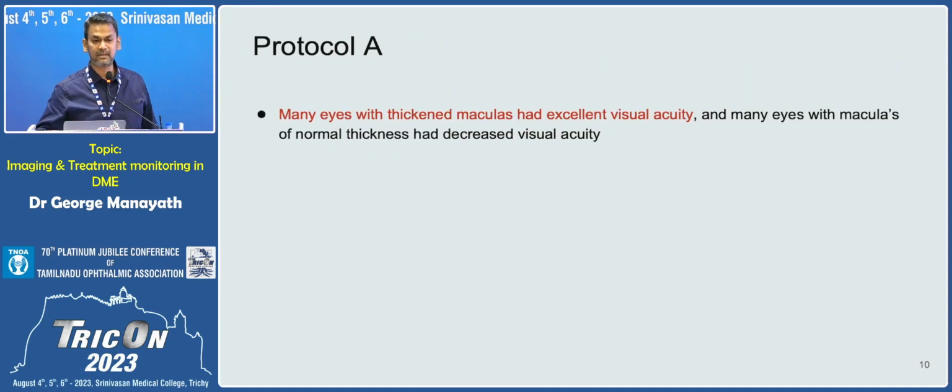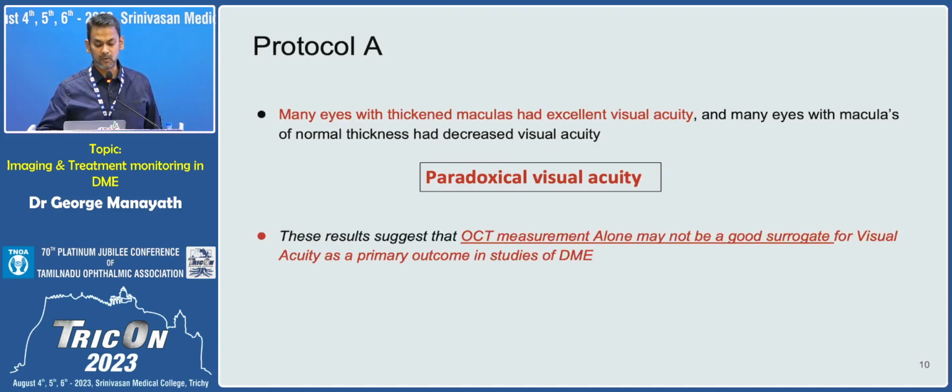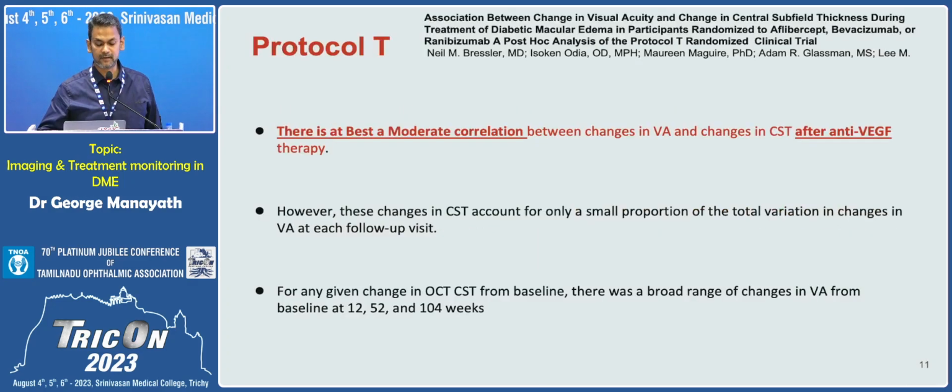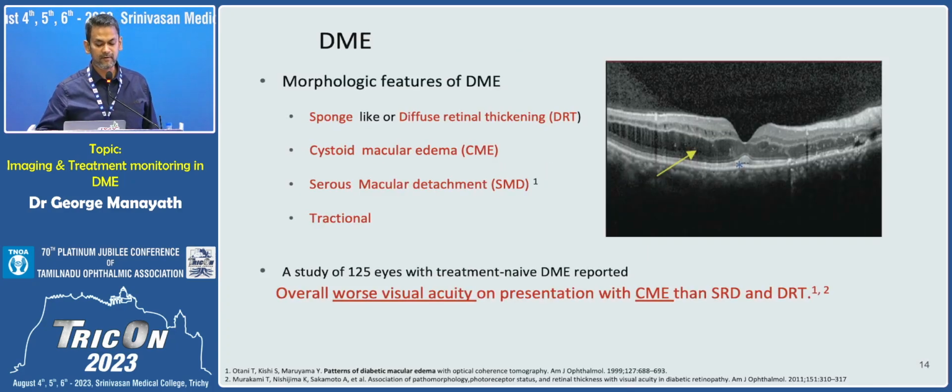Because many thick maculas have good vision and vice versa, there is a paradoxical visual acuity, so there is not really a good correlation between OCT measurement of the thickness and the visual outcome. Even in protocol T of the DRCR network, it is shown that with anti-VEGF therapy, there is at best a moderate correlation between CST and visual changes in DME. So the central subfield thickness is a good anatomic surrogate for monitoring DME, but it's not a good predictor of vision in DME.